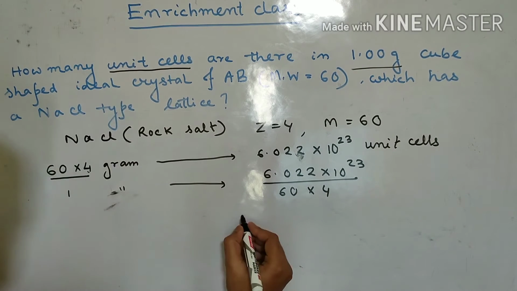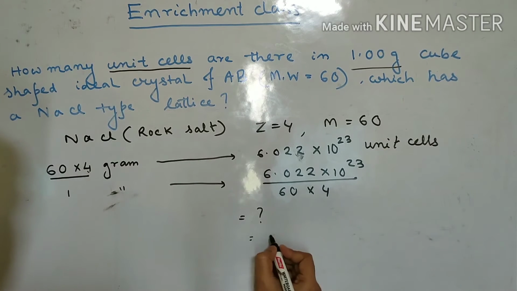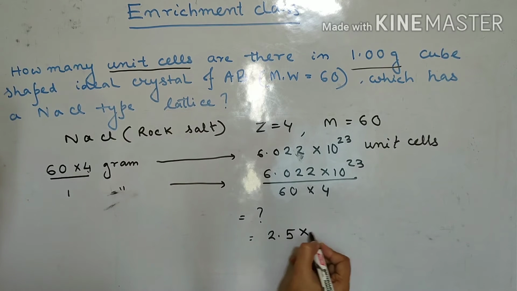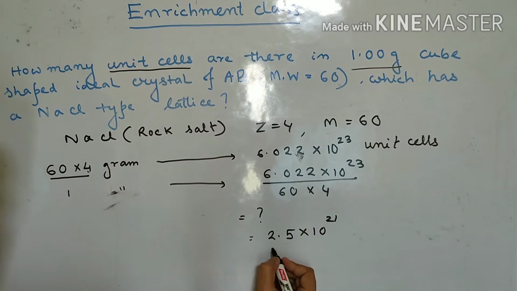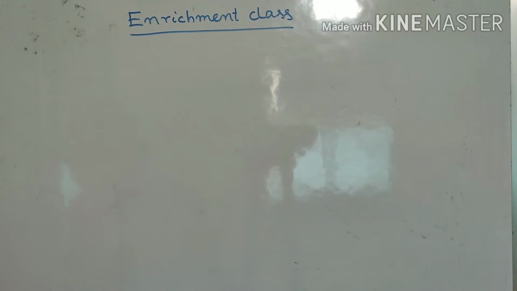Now you are supposed to solve it, how much it is. After the calculation, you will be getting near about 2.5 into 10 to the power 21 unit cells. So that is how we will calculate. Next question for today.